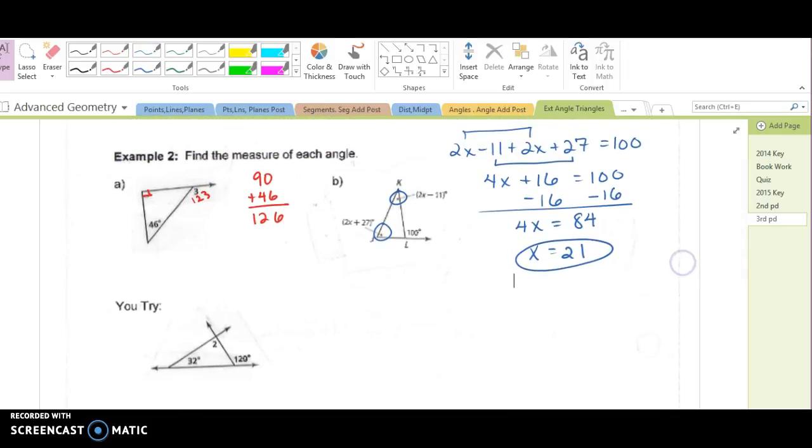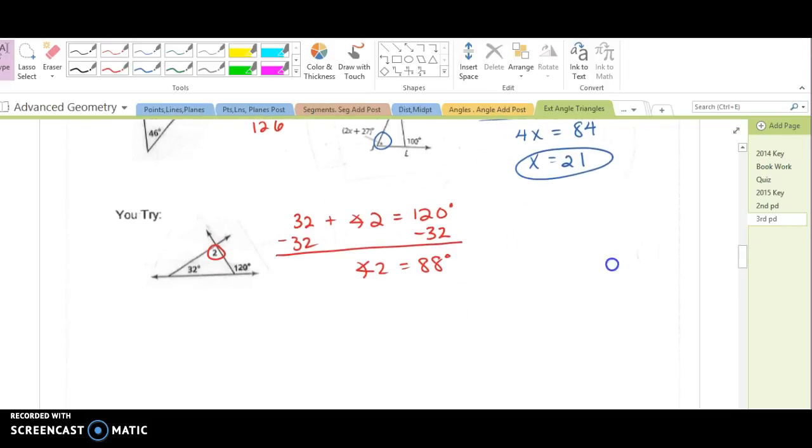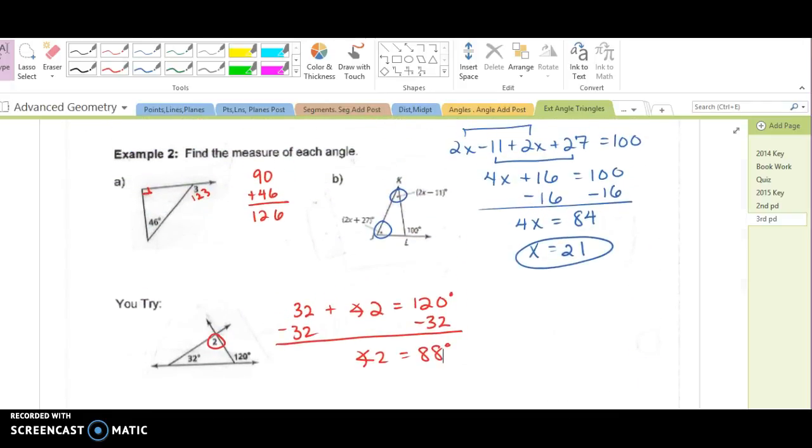Alright, you can pause the video at this point and try the U-try. I'll meet you on the other side. Alright, so this U-try was a little trickier because the angle you did not know was on the inside this time. So perhaps you set up an equation and said 32 plus angle 2 equals 120 degrees. And then you subtracted that 32 degrees from both sides, and angle 2 would be 88. And you can watch the next video for the exterior angle inequality theorem.